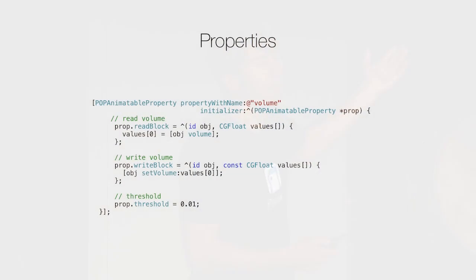Now, I mentioned extensible. What if you want to animate your own custom property? Pop, you can do that too. Animating is basically just change over time, if you think about it. So here is a sample little property that shows how you'd animate the volume of something, your radio.